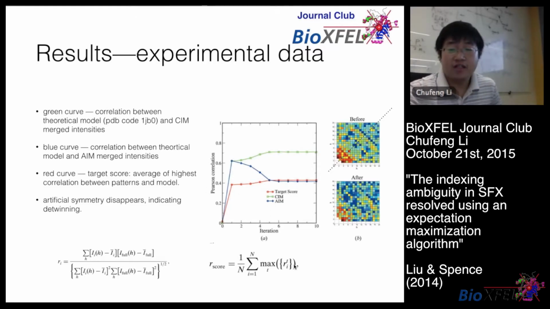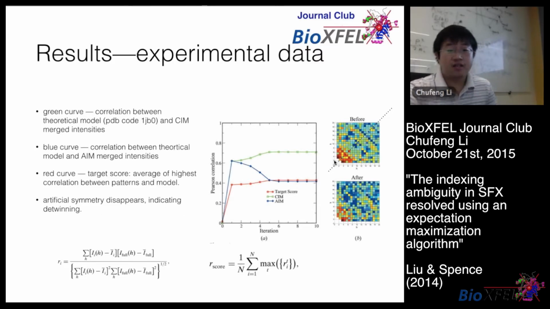So this provides a perfect error metric for this method because we're using experimental data from a known crystal. So we can use the PDB file for the known crystal to provide the reference.